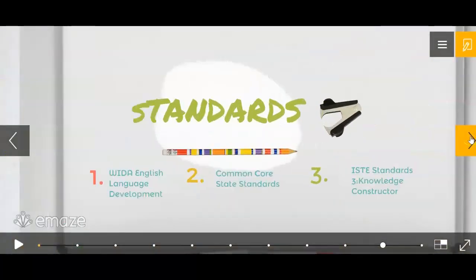For the standards, there wasn't any specific WIDA English language development standards, but I feel like it depends on what lesson you're doing, as well as the Common Core state standards. It depends on what lesson you are doing. But it will definitely cover both of those. For the ISTE standard, knowledge constructor.